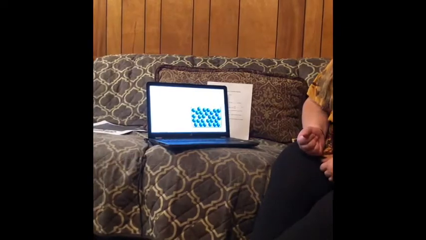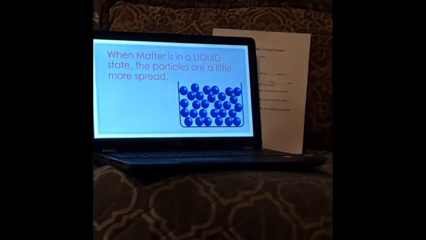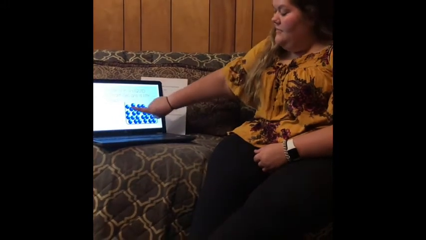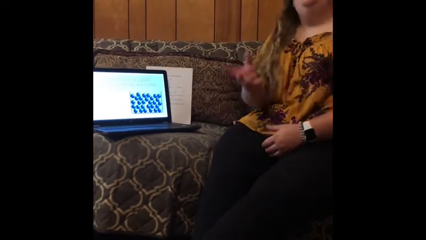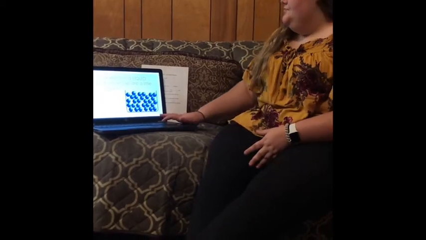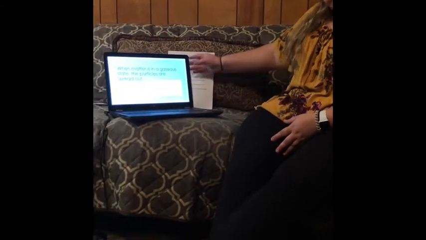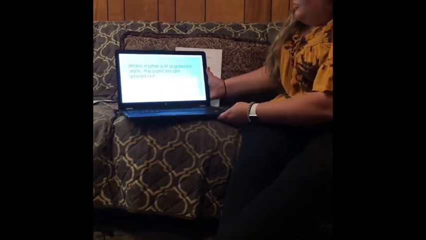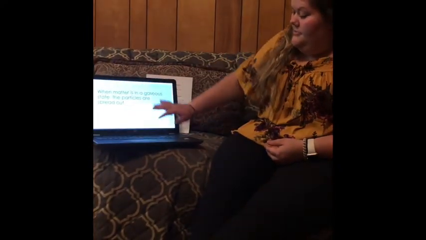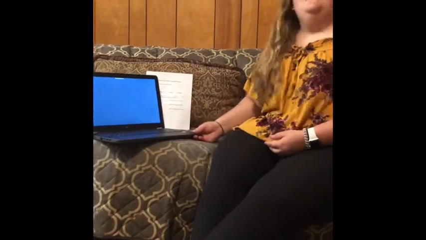When matter is in a liquid state, the particles are a little bit more spread out. So right here you can see they have a little bit more freedom, they can move a little bit more freely, but they have that definite volume but not that definite shape. And then when matter is in a gas state, the particles are even more spread out. So they're going to be able to move very freely, no definite volume, no definite shape. Okay, so that's it for the PowerPoint.